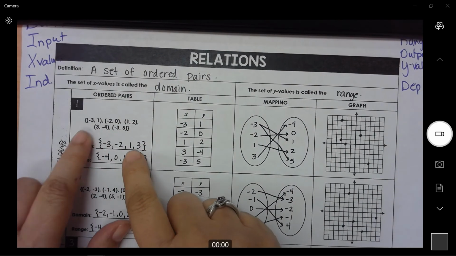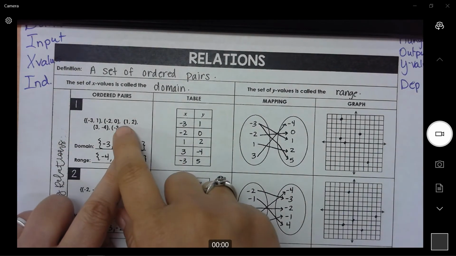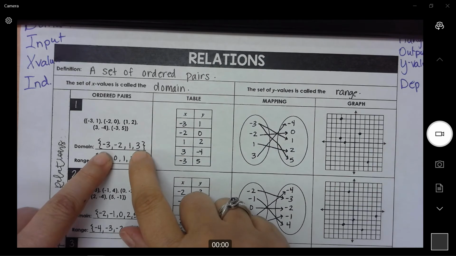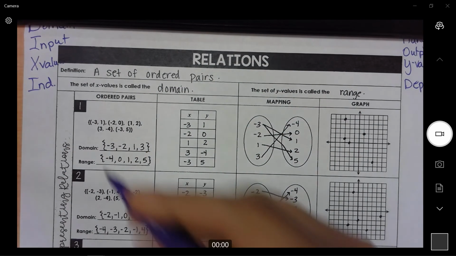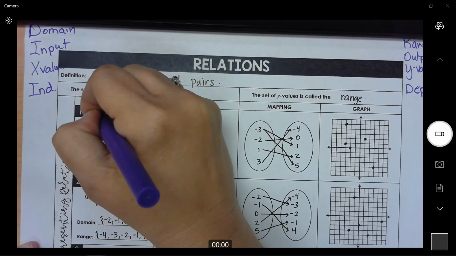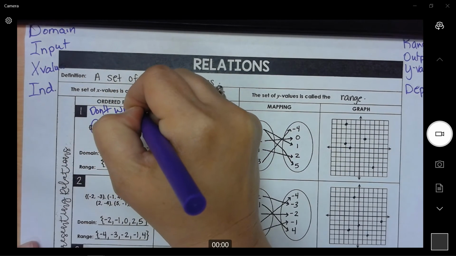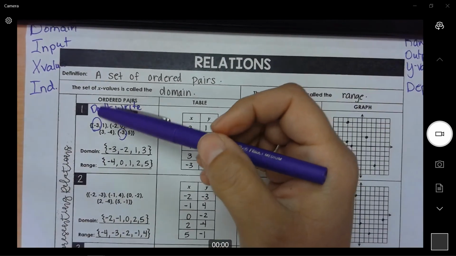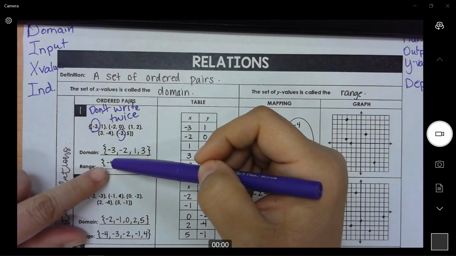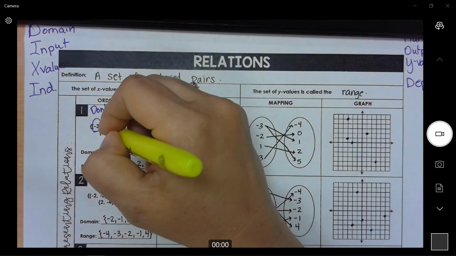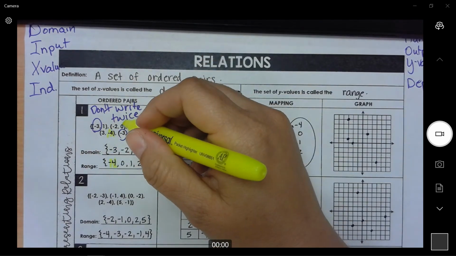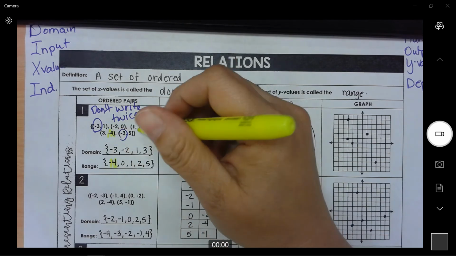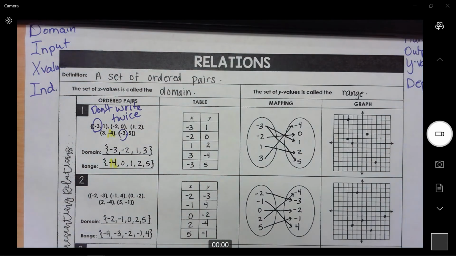Okay, so domain here would be -3, -2, +1, +3, and since there's another -3, we don't have to write that twice. So don't write doubles. If there's 2 of the same thing, don't write it twice. And then on our range, we're going to find the lowest number, which in this case is -4. And then go to the next lowest, 0, next lowest 1, next lowest 2. And the next lowest is 5. Put them in numeric order.